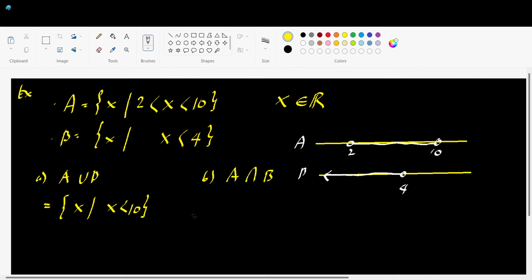Alright? How about the intersection? We identify the numbers in A that can be found in B. And it is quite obvious that these numbers start from 2 and end at 4. So the intersection of sets A and B will be the set of all x's such that x is between 2 and 4. Okay.